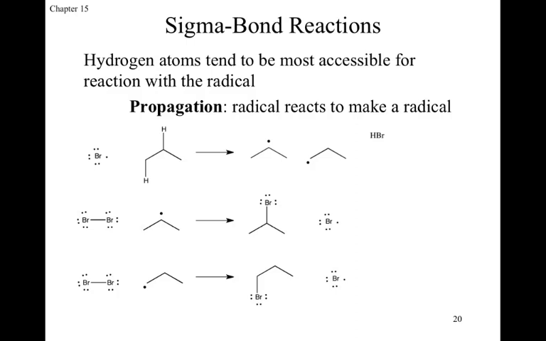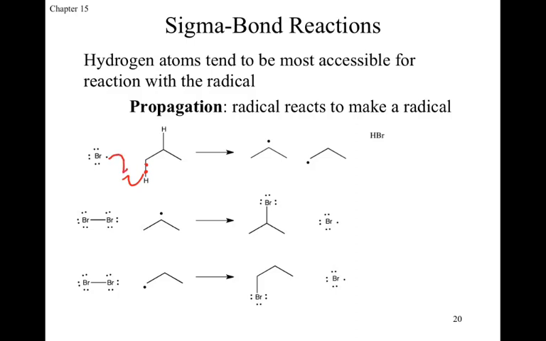Well, the only place it can get that electron is from the bond between our carbon and hydrogen. So what we're going to go ahead and do is, again, use a radical mechanism. We're going to take the electron from our hydrogen and the electron from our bromine and put them together.